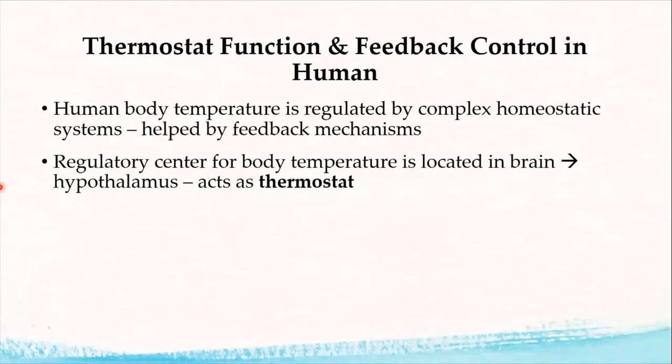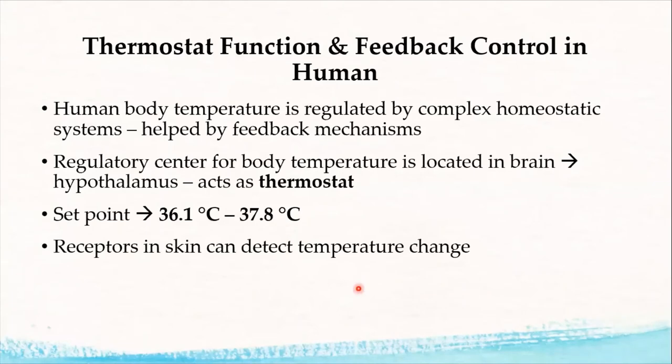The regulatory center for the body temperature is located in the brain, in a part of the brain known as the hypothalamus, and it acts as a thermostat and maintains the body temperature in a normal range. So what is the set point of the body temperature? It has a range between 36.1 degrees Celsius and 37.8 degrees Celsius. The receptors in the skin can also detect a temperature change of the surrounding environment.